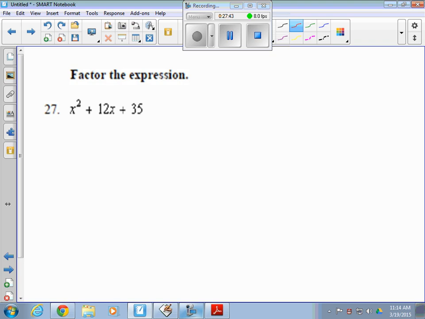Factor this expression, your factors of 35. You know this one's going to be x and x. 35: 1 and 35. 2 doesn't go into it, 3 doesn't. 5 and 7 goes into it. We'll use those. 5 and 7. This tells you same sign. This tells you both plus. Plus 5, plus 7.